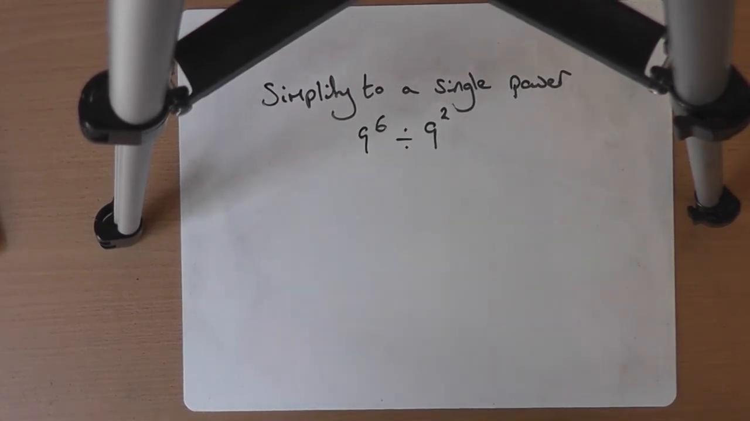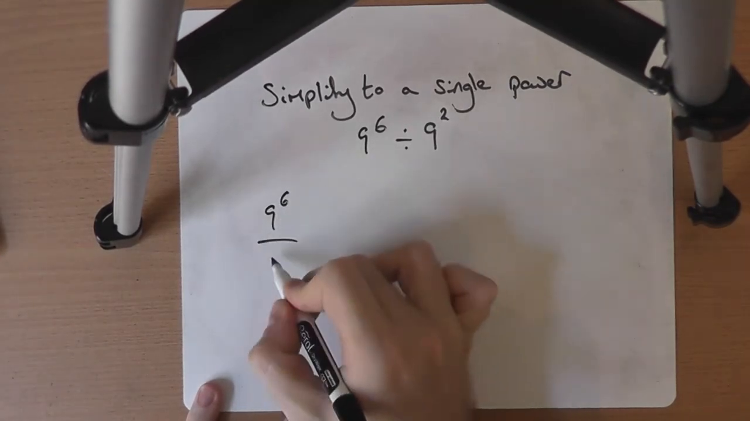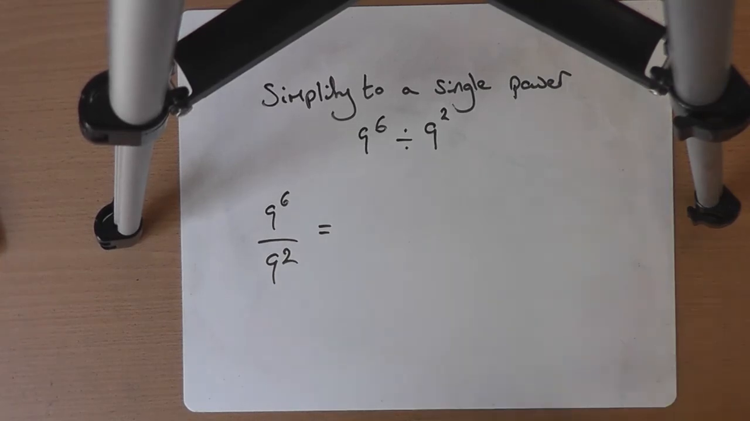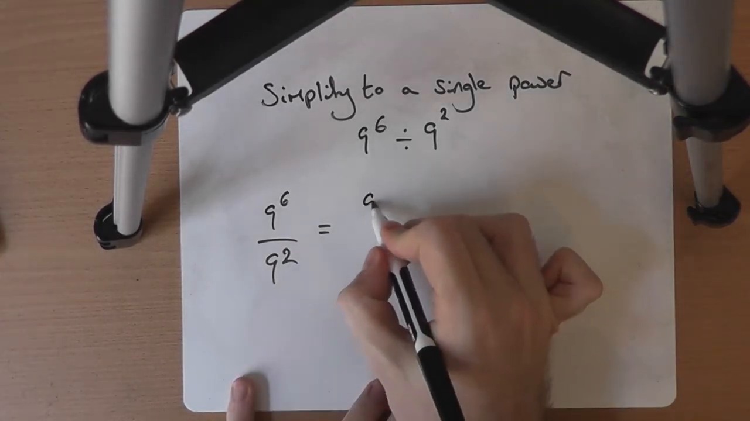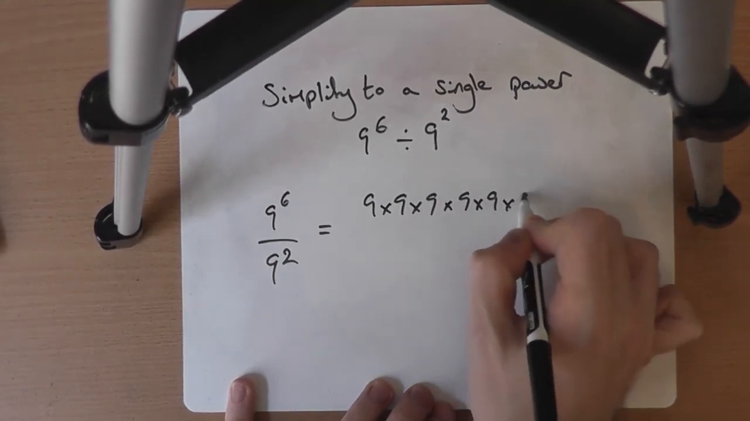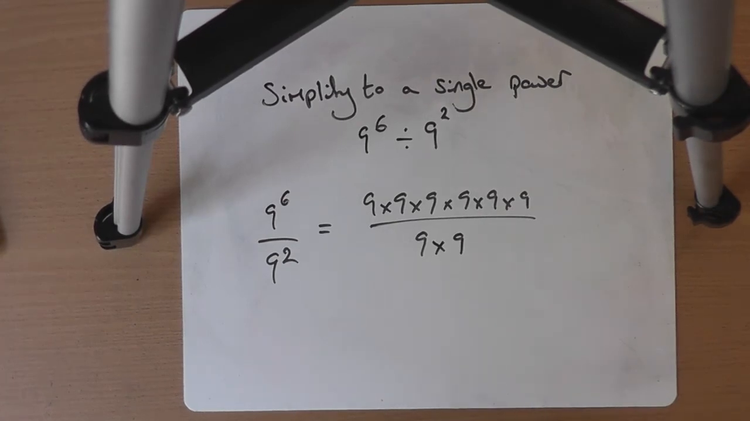One more example just to make this point again. 9 to the power of 6 divided by 9 squared. Simplify that to a single power. We're going to write it in this one thing over another thing form again. 9 to the power of 6 over 9 squared, and then we're going to stretch these out into the full definitions. 9 times 9 times 9 times 9 times 9 times 9 on the top, and 9 times 9 on the bottom for the 9 squared.